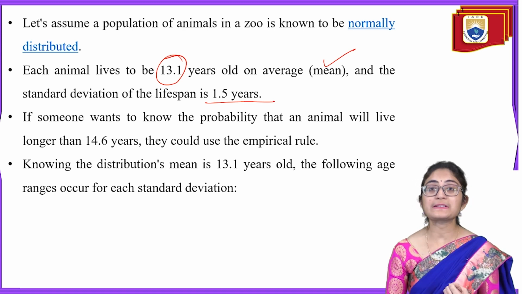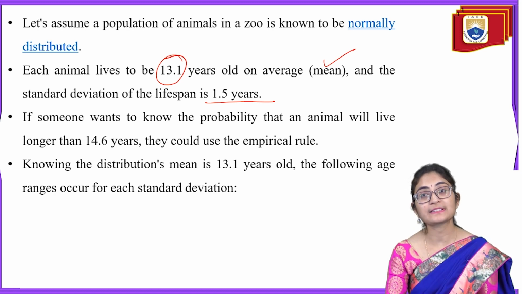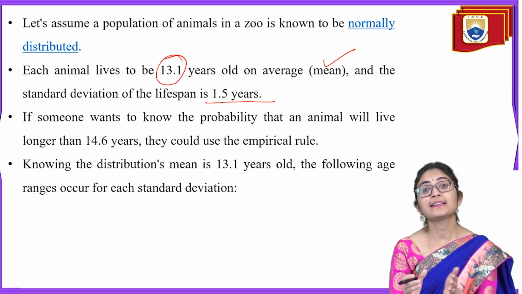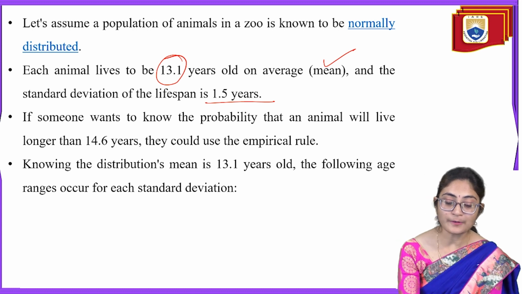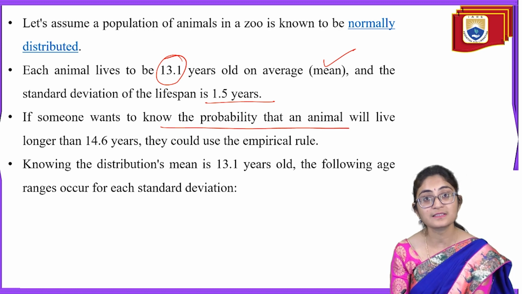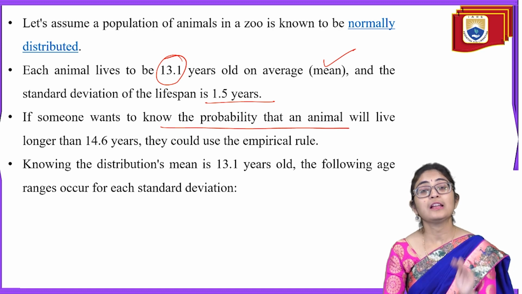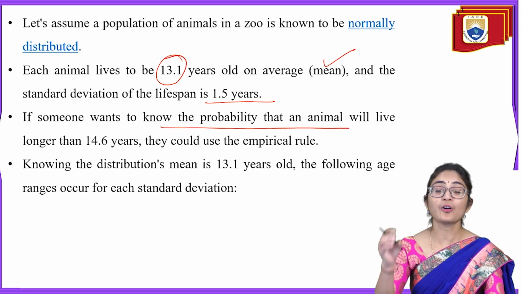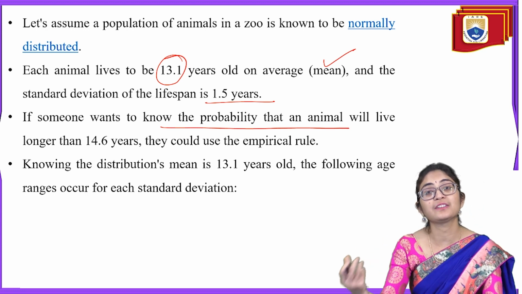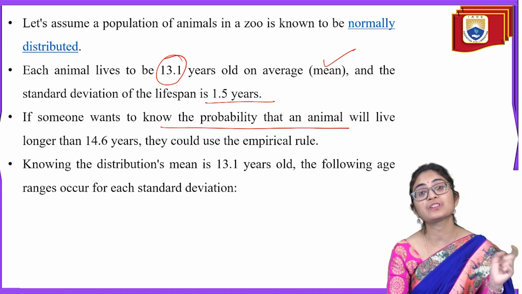So we have to consider that here each animal lives about 13.1 years, and its standard deviation, that means lifespan, is 1.5 years. If someone wants to know the probability that the animal will live longer than 14.6 years, they could use the empirical rule. When we want to find out how long that animal will live, at that time we can use the empirical rule.